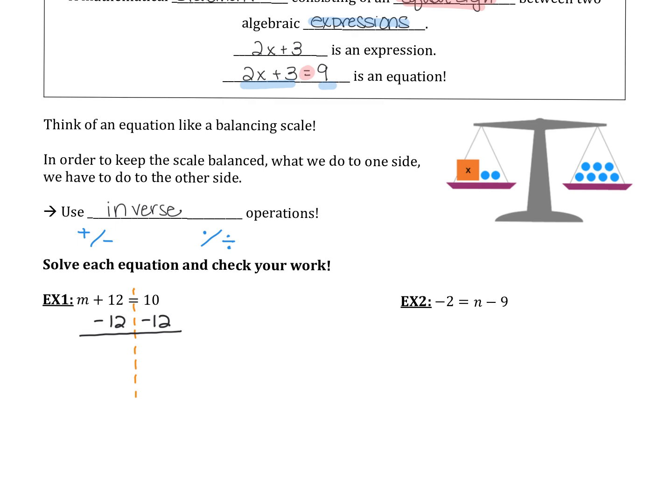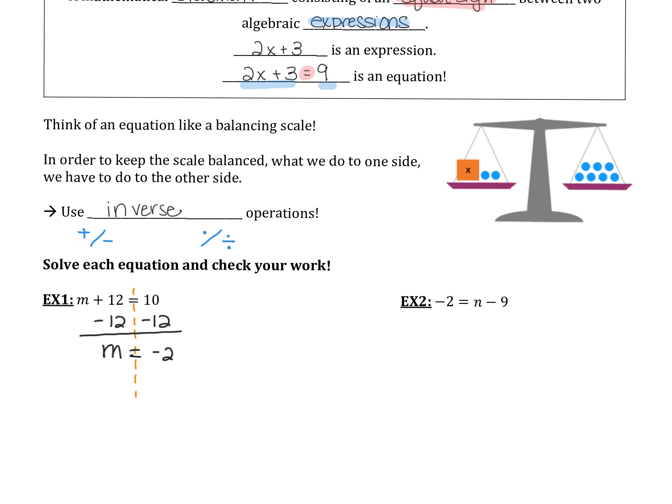But as we start to get into more complicated equations, sometimes making sure that what I've done to one side I've done to the other is important. All right, let's do the math. On the left-hand side, I am left with m. That dotted line represents my equals. And on the right-hand side, I'm going to do 10 minus 12, which is negative 2. So this is my answer, m equals negative 2.